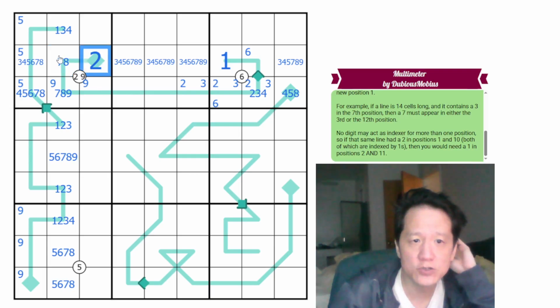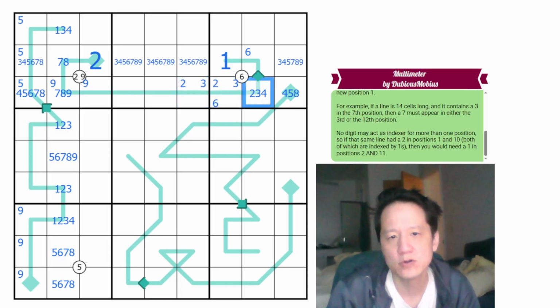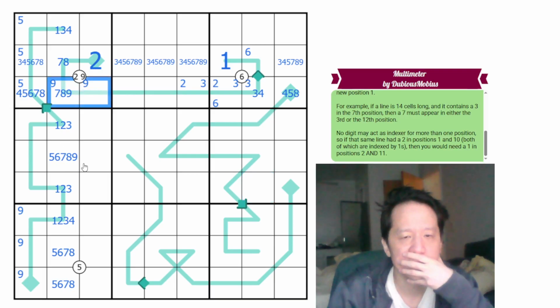So that's saying 2 is in either the 7th or the 8th position. So this cannot be a 2 anymore. Cannot be a 2. Can't be a 2. Okay.